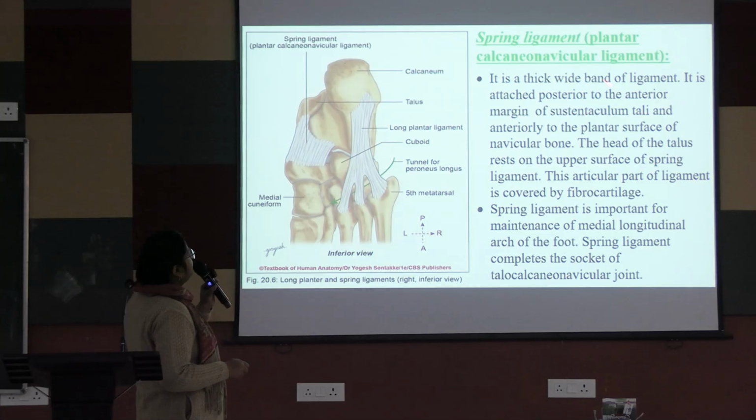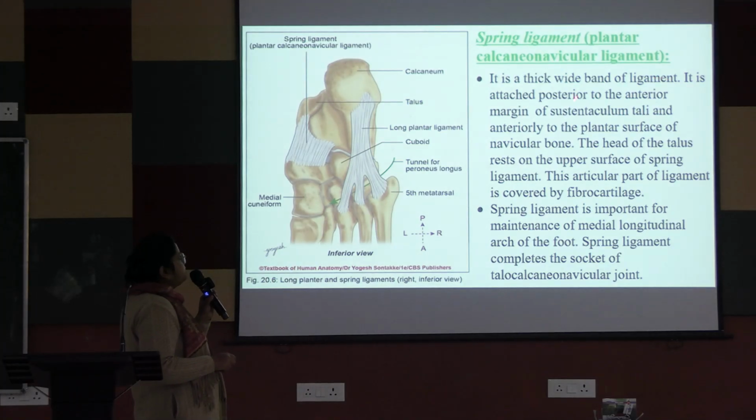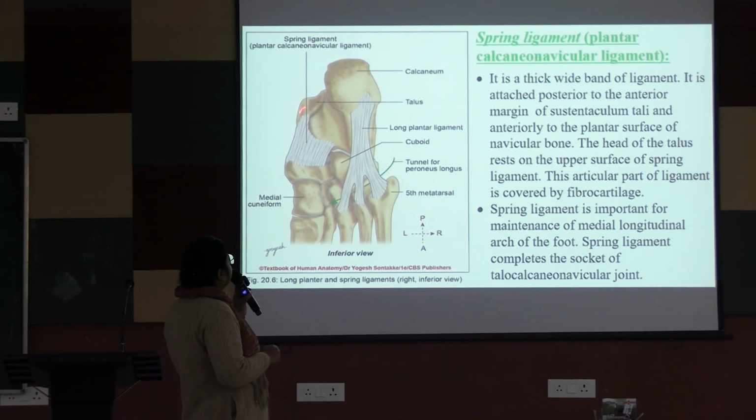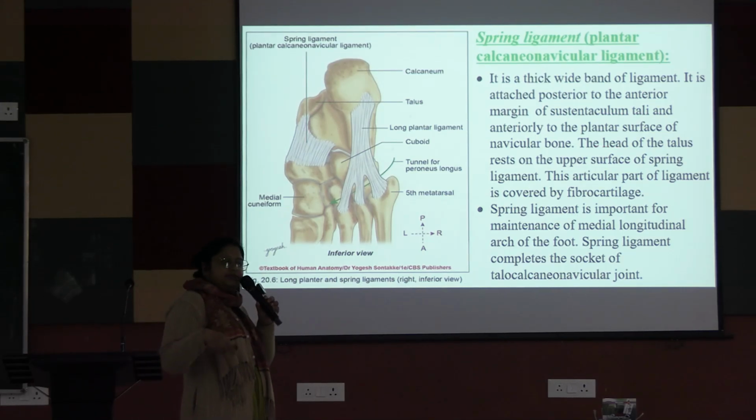So the spring ligament, also known as the plantar calcaneonavicular ligament, is a thick white band of ligament attached posteriorly to the anterior margin of the sustentaculum tali. Here is the sustentaculum tali, and anteriorly it attaches to the plantar surface of the navicular. The head of the talus rests on the upper surface of the spring ligament, and this articular part of the ligament is covered by fibrocartilage, as it forms a ball and socket type of synovial joint.